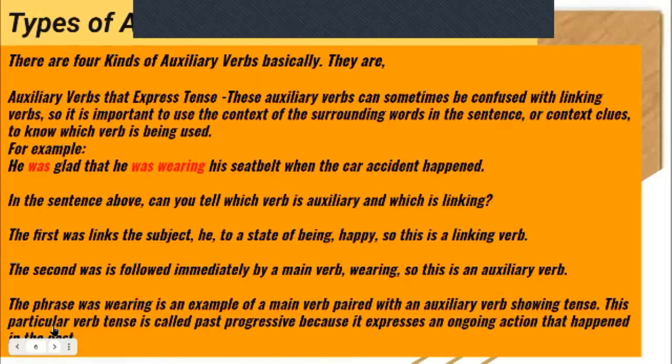The first was links the subject he to a state of being happy, so this is the linking verb. The second was is followed immediately by a main verb, wearing, so this is the auxiliary verb. The phrase was wearing is an example of a main verb paired with an auxiliary verb showing tense. This particular verb tense is called past progressive because it expresses an ongoing action that happens in the past.